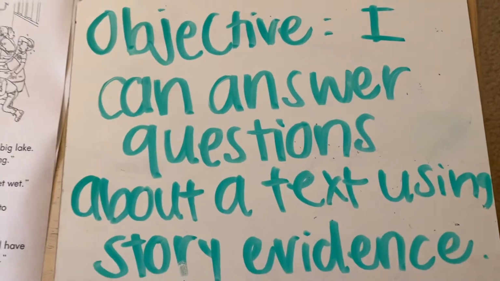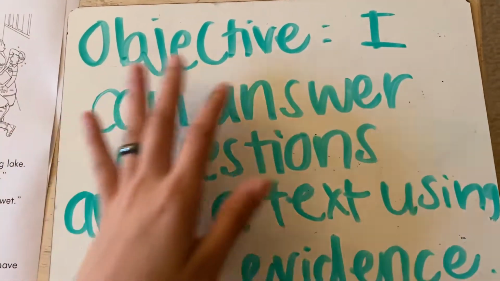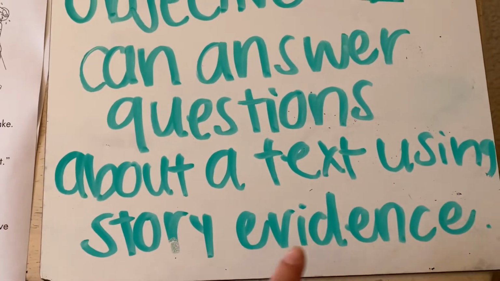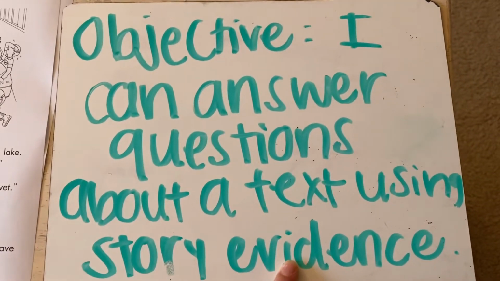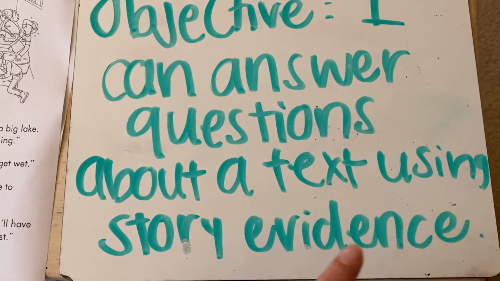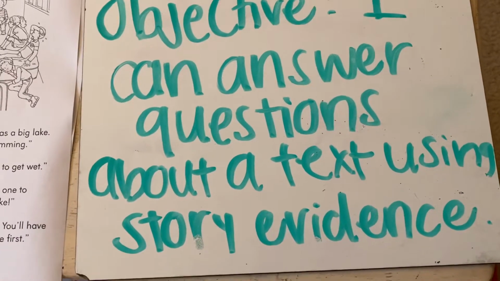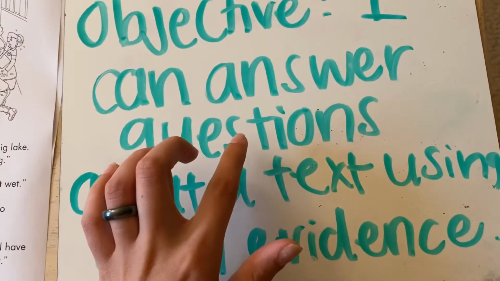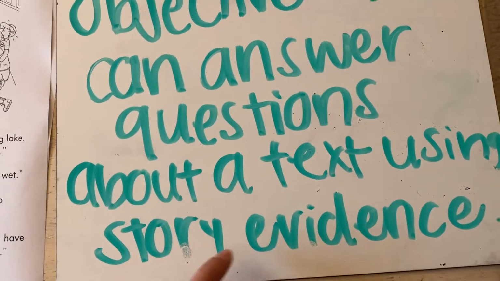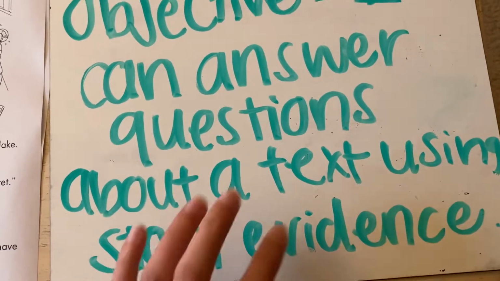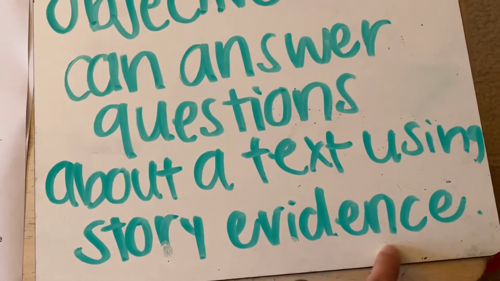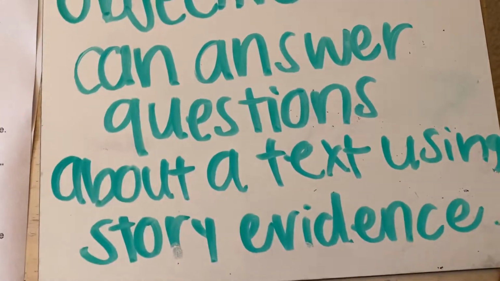Alrighty, welcome to our writing section for today, and our objective is I can answer questions about a text using story evidence. So let's all say it together one more time. I can answer questions about a text using story evidence. Well, we are going to be answering questions about a text, that means about a story, using story evidence. So we're going to make sure to look at the story to find evidence, to find clues or examples in order to answer our questions about the story.